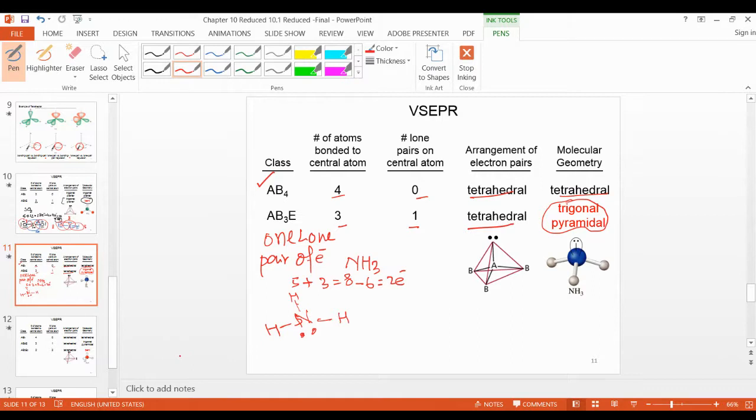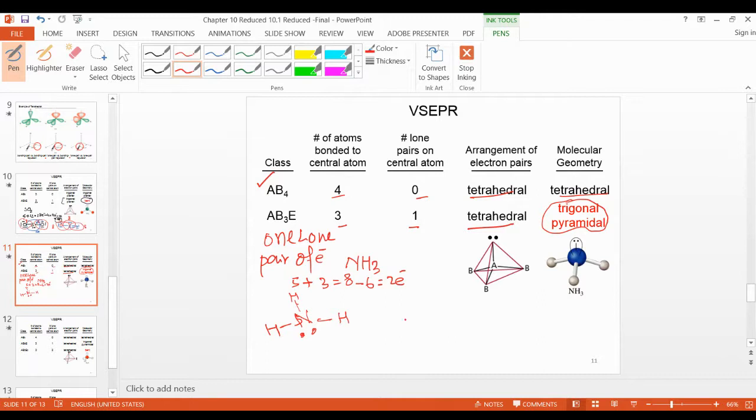You have to memorize these names of the geometry. If there is no lone pair of electrons present on the central atom, the simple geometry is tetrahedral. For example, I gave you carbon CH4, and NH4 plus is the example for tetrahedral. But NH3 is not an example of tetrahedral. This is an example of trigonal pyramidal because of one lone pair of electrons.